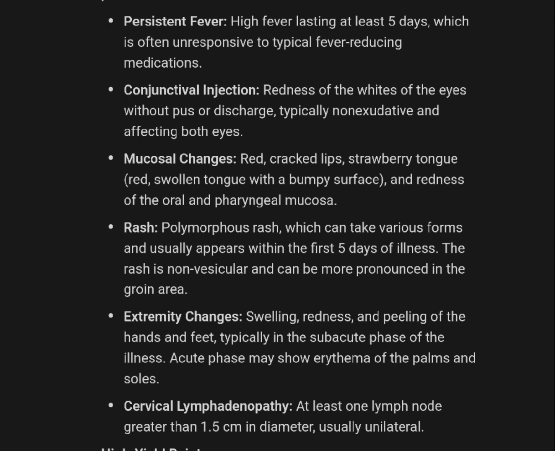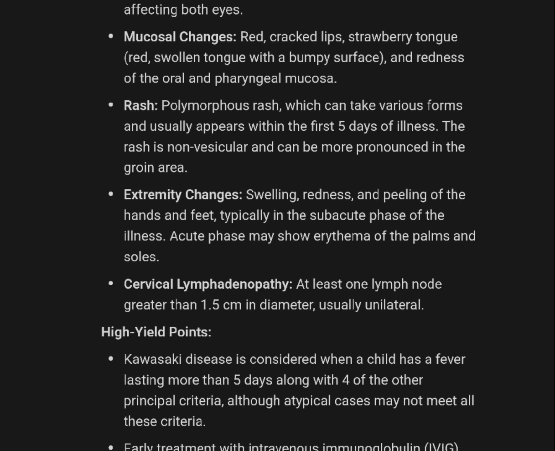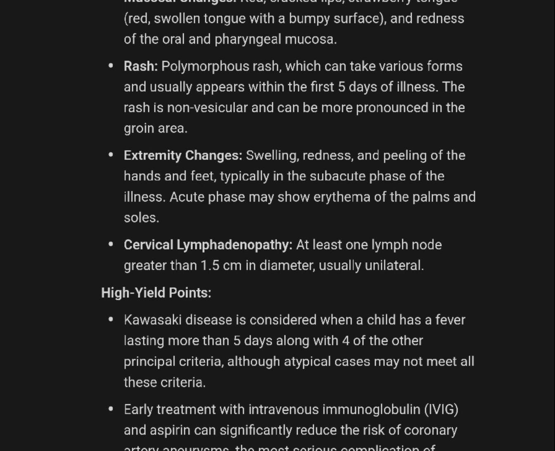Mucosal changes like red, cracked lips, strawberry tongue (a red, swollen tongue with a bumpy surface), and redness of the oral and pharyngeal mucosa. Rash: a polymorphous rash, which can take various forms and usually appears within the first 4 to 5 days of illness. The rash is non-vesicular and can be more pronounced in the groin area. Extremity changes: swelling, redness, and peeling of the hands and feet, typically in the subacute phase of the illness.